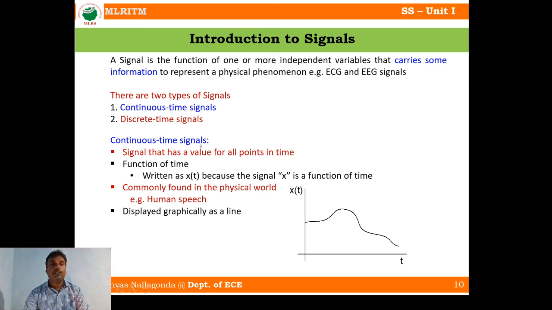How do you define a continuous time signal? If you see the graph in this slide, x of t indicates the continuous time signal notation, that is a function of time. So it varies with respect to time t. It means if you take any time instant, the signal has some value. For all the points, the signal has some value. That's why the signal is called a continuous time signal. It is continuously varying. The best example for a continuous time signal is human speech, and it is also displayed graphically as a line. So this is a continuous time signal.